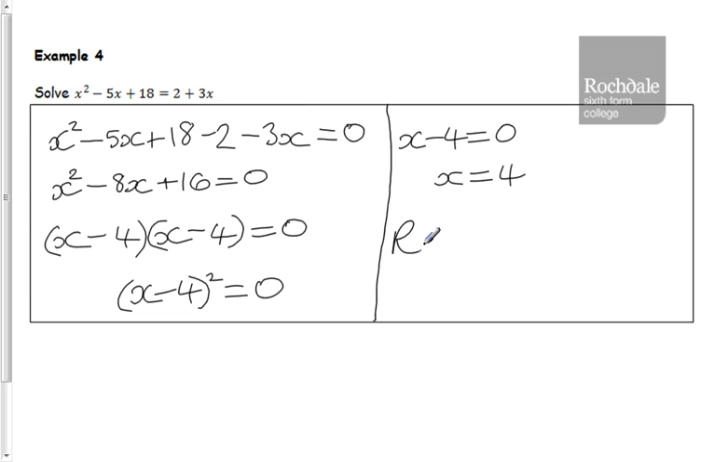Now this is what we call a repeated root. When the answer to the quadratic equation is the same value twice, and here we get the same value from both brackets, we call that a repeated root.